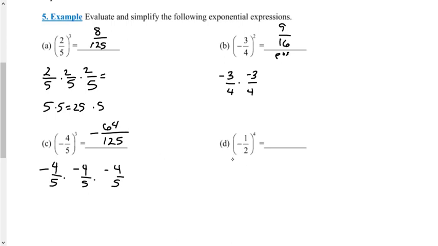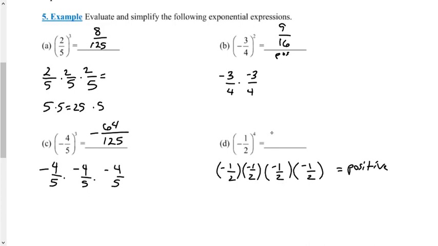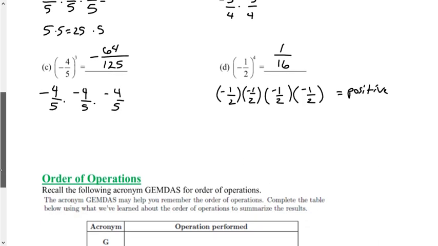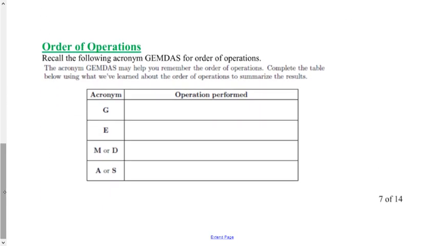The last one here, -1/2 to the fourth power means -1/2 times -1/2 times -1/2 times -1/2. And so I've got 1, 2, 3, 4 negatives. That means it's going to be positive. If you have an even number of negatives being multiplied, you get positive. If you have an odd number of negatives multiplied, you get a negative. This is going to be a positive 1/16. Okay. All right, let's move on to order of operations with fractions.